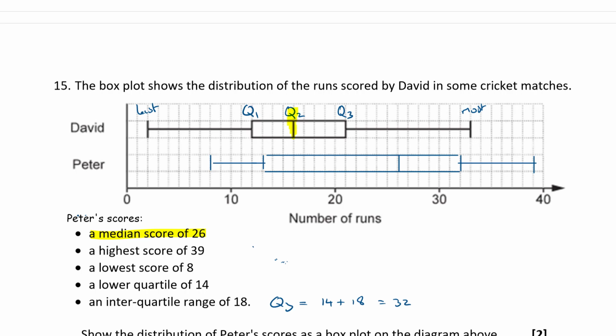So there's the Q2 for David. His median is 16. And then the median for Peter, much higher. It's this one here, isn't it? So that was 26. So David's median is 16. Peter's median is 26. So clearly Peter has more runs on average.